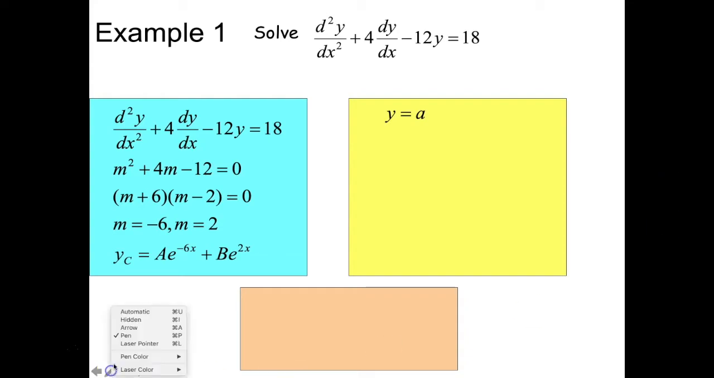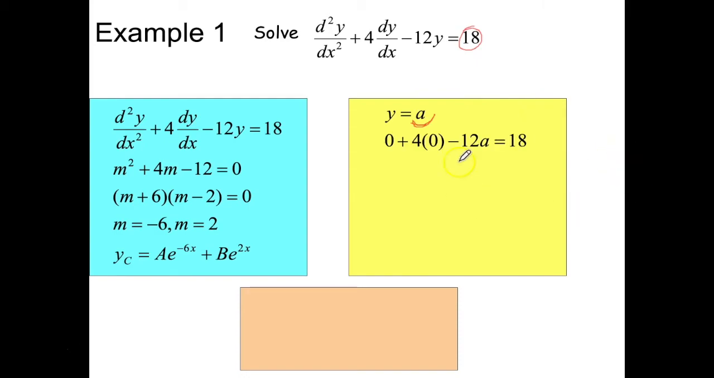Since your f of x here is a constant, your particular integral will also be some constant a, which we will look for. We differentiate a 2 times and then substitute back in this equation. When you differentiate y the first time, you get 0. Y prime, or dy dx, will be 0, and d squared y over dx squared will be 0. So you have 0 plus 0 minus 12 times a should be equal to 18.